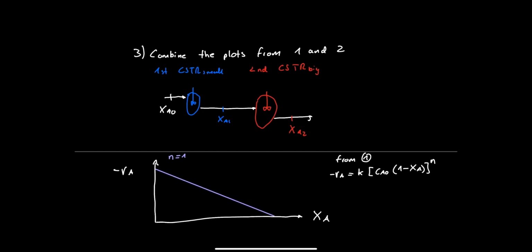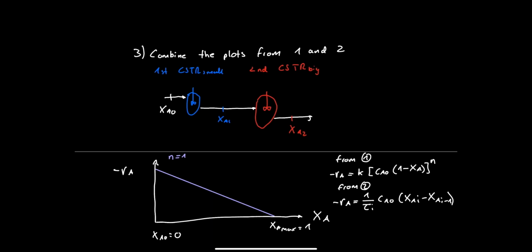Here we have our linear relationship. Here we have conversion of the species A0, which is 0, and the maximum possible conversion for species A would be 1. And from 2, we have derived that negative RA is going to be equal to 1 divided by tau of the reactor i, times CA0, times the conversion of species A i minus the conversion of the species A i minus 1.